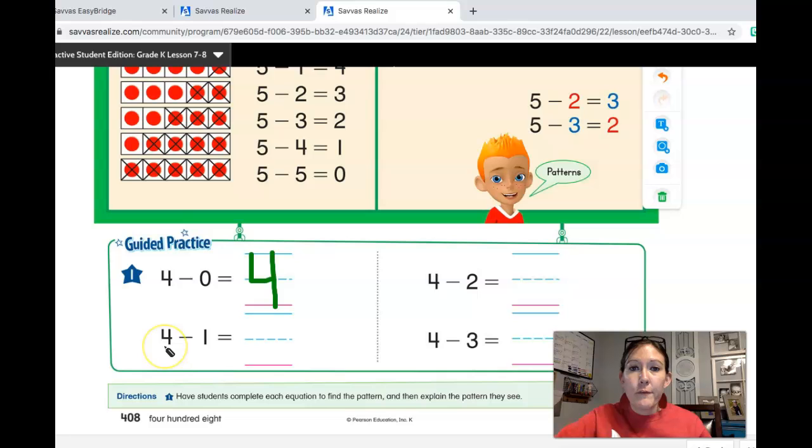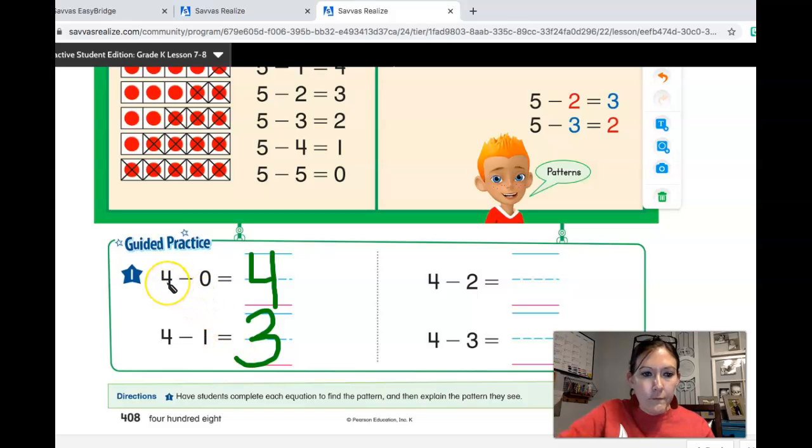Start by putting up 4 fingers. Minus 1. That means take away 1. Put down 1 finger. How many do you have left? 3 fingers still up. Write the number 3. Let's see if we notice any patterns yet.